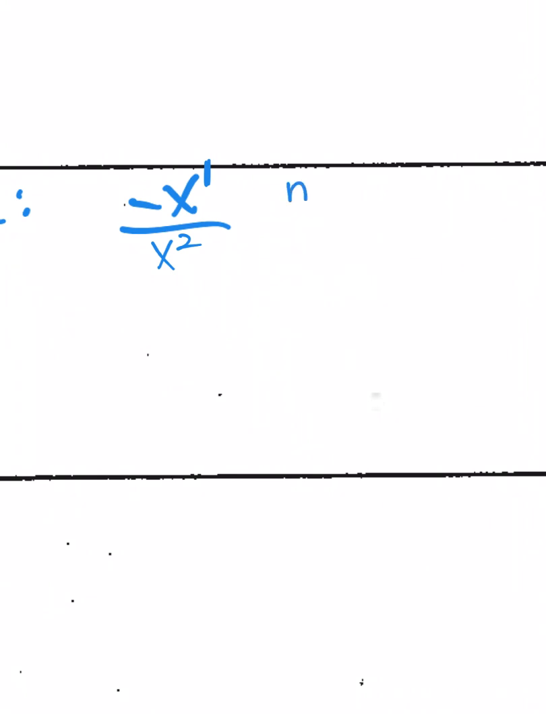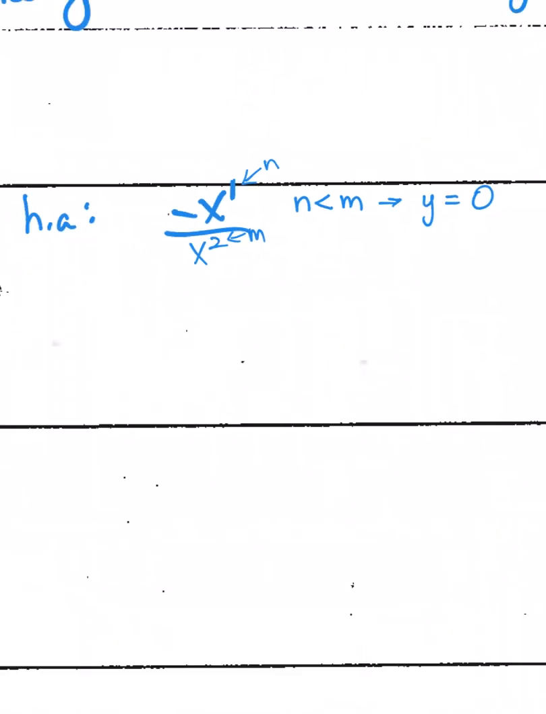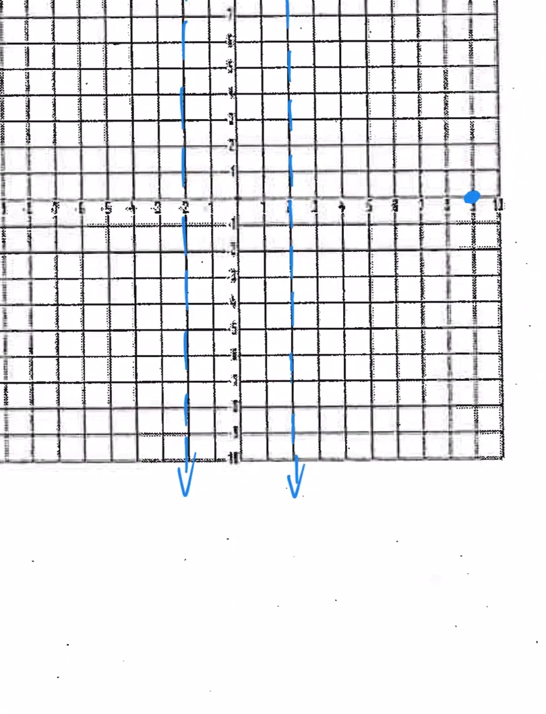So n is what? This guy's n, this guy is m, isn't it? n is less than m. In other words, the top is less than the bottom, isn't it? So if you got rid of an x, it would be 1 over x, wouldn't it? Which is going to go towards what? 0. So since n is less than m, we have a horizontal asymptote at y equals 0, don't we? Let's put that on our graph. Anybody confused? So y equals 0 is the x-axis.